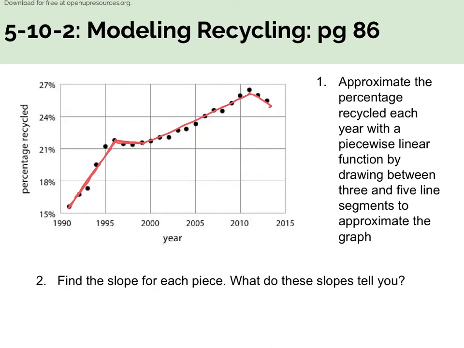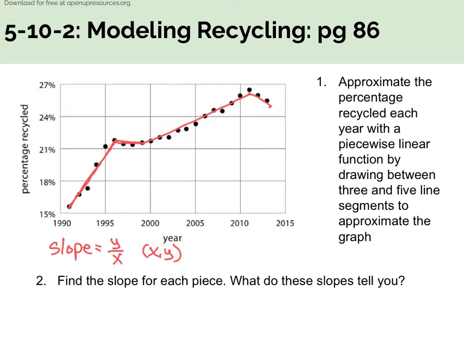Then it says, find the slope for each piece and what does the slope tell you? So go ahead and figure out the slope. Remember, our slope is the change of y over the change of x. So how do the y's change and how do the x's change? And also remember, it's always x comma y. So go ahead and pause and answer that question and then come back to me.